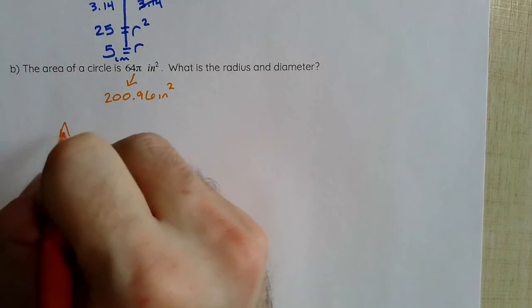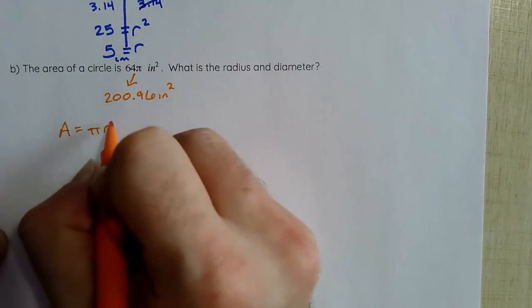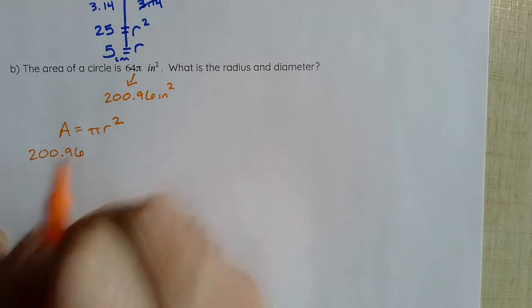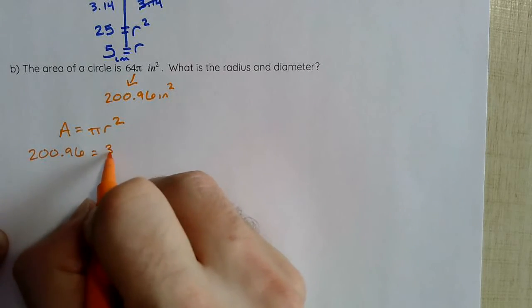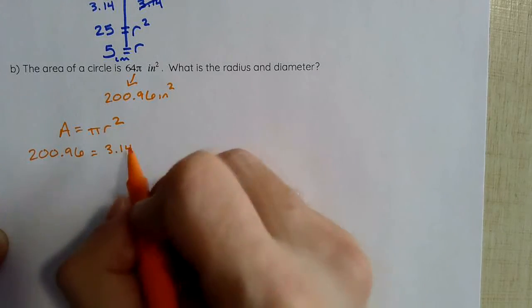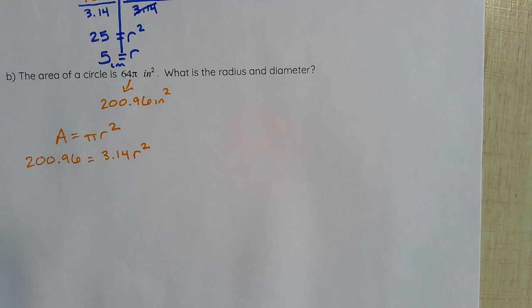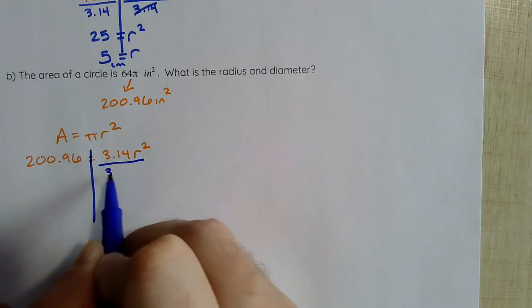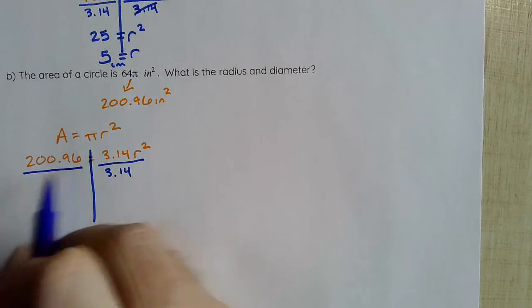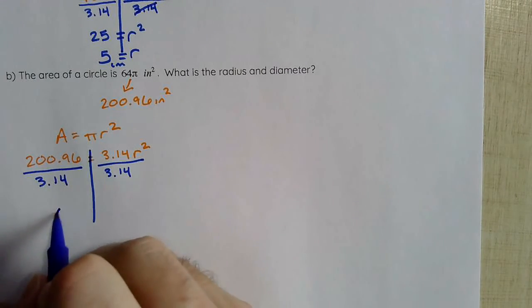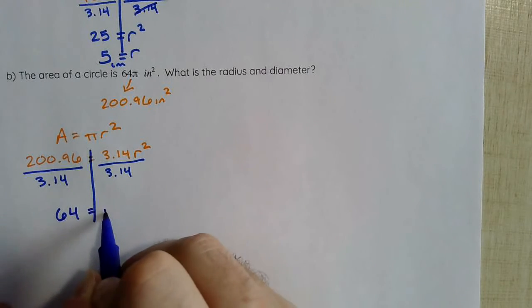Then we're going to start with our formula, pi r squared. Now we're going to substitute 200.96 in for A, and 3.14 in for pi, and again, I don't know what r squared is, or what r is, I should say. So now I have one variable, I can go ahead and solve. Divide by 3.14, divide by 3.14, and that's going to leave me with 64 equals r squared.